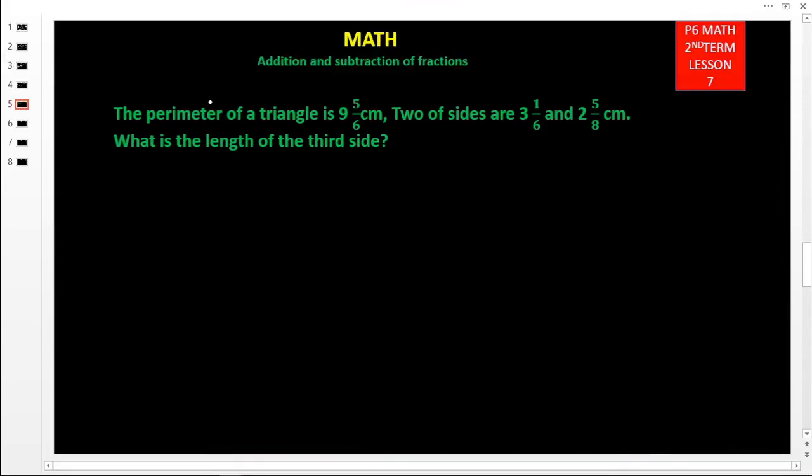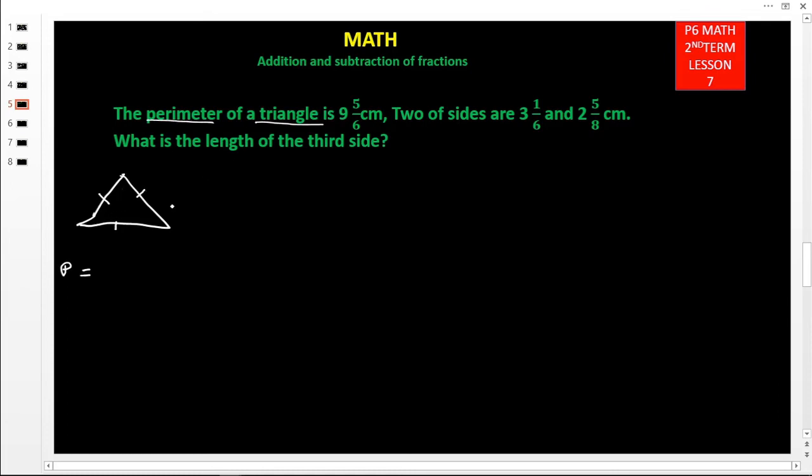Word problem. Alright, here it is. This one is telling us about the perimeter of a triangle. So here we have the word perimeter, and also a triangle. Before answering this question, let us draw our triangle. So this is a triangle, and a triangle has 3 sides, and they are telling us the perimeter of a triangle, meaning that when we add this side plus this side plus this side, the answer we get is the perimeter.